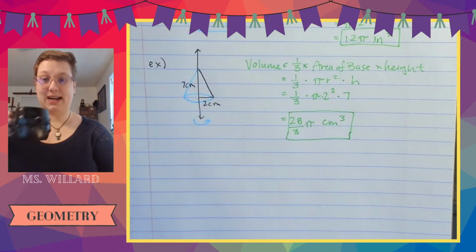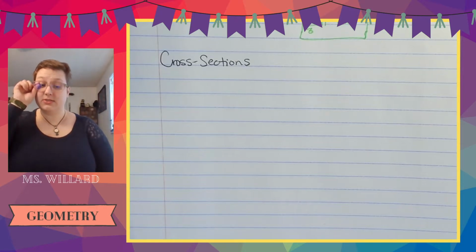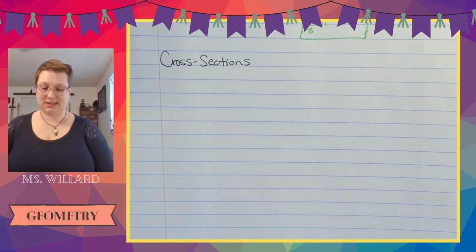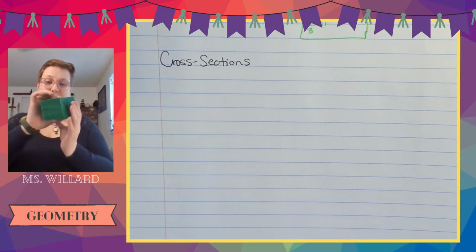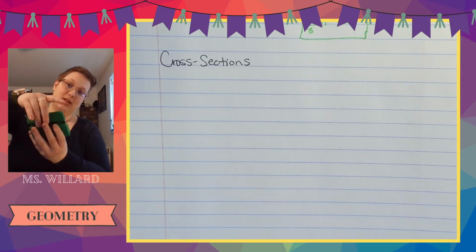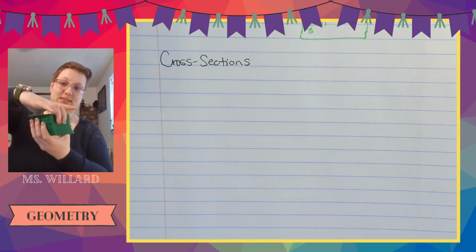Okay, that's rotational solids. Let's do one more thing. Let's talk about cross sections. So cross sections happen when I take any shape. Let's pretend like this is all one shape, okay? Like it's not, because it's a bunch of little things. But a cross section is, if I were to cut it and look at it, it's a rectangle, right? So that's a cross section of this.